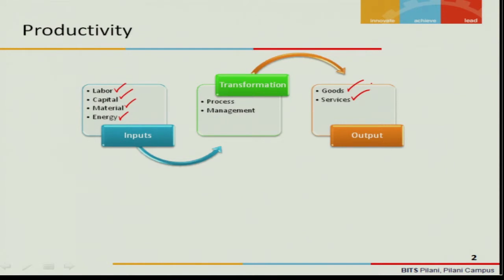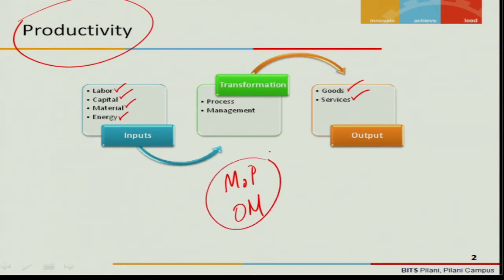And the whole term called productivity is actually a measure of performance for operations management. How efficiently we can convert the inputs into a set of outputs is what is measured through productivity, and that is a key fundamental metric of performance for operations management.